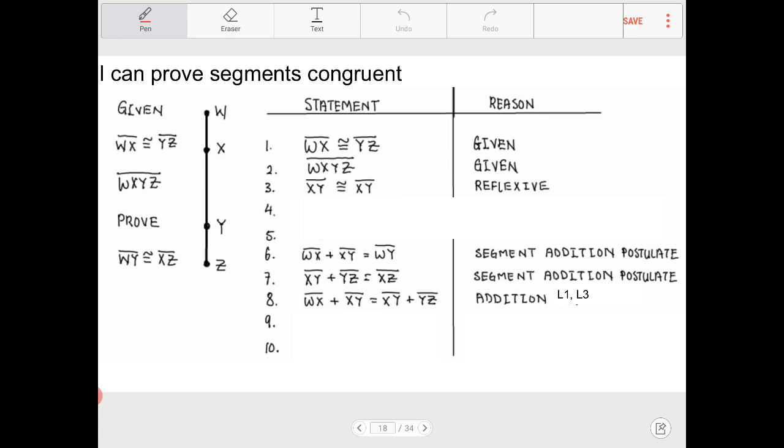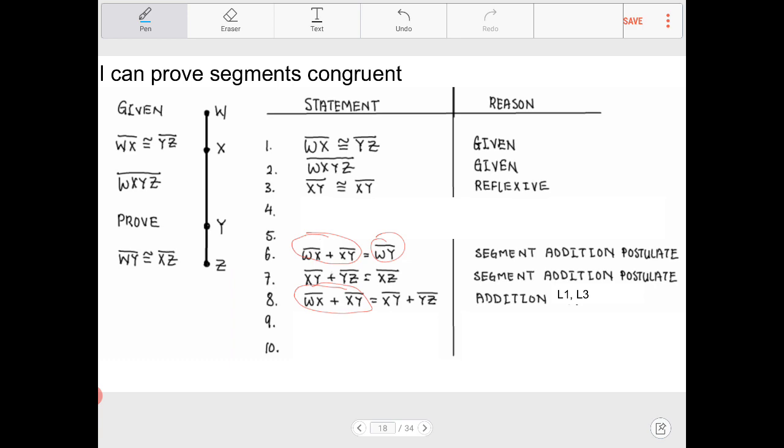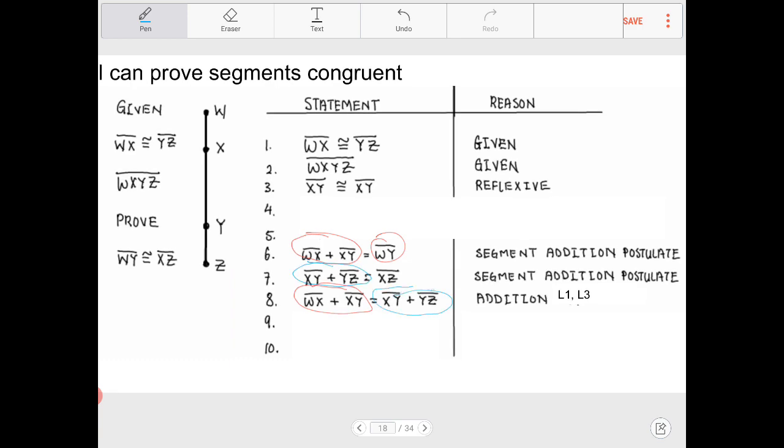If you're thinking of substitution, then you're definitely on the right track. We can take line 6 and line 7 and substitute them directly into line 8. And how are we going to do that? Well, I know that WX plus XY, which can be found over here, I can replace with WY. And I'm going to use a different color now, blue. I know that XY plus YZ, which is this guy over here, can be replaced with XZ.